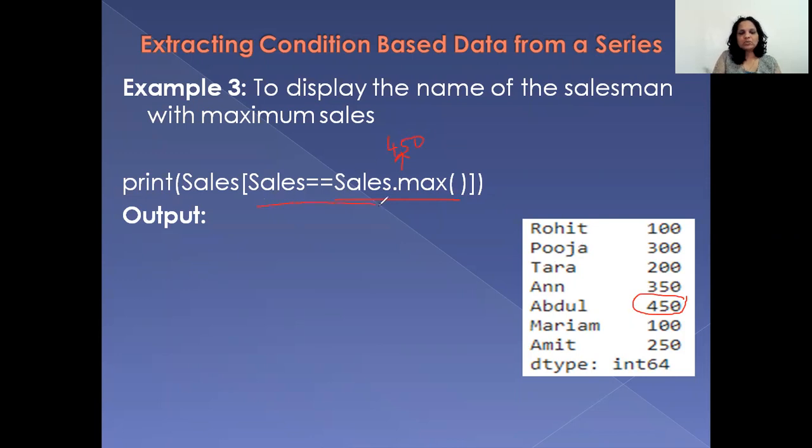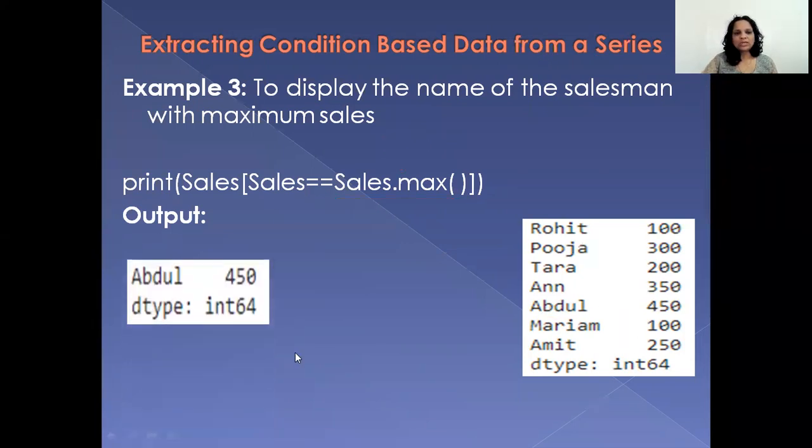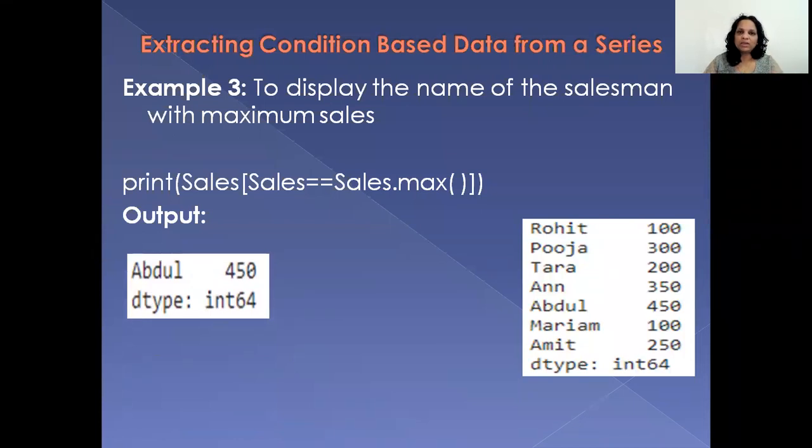Now read this statement. What does it say? Sales equals 450. That means someone whose sales is 450, which means someone with the maximum sales. And in this example, we should be only seeing Abdul's name here. So let's just look at it. So we have Abdul's name there. Is that clear? So I hope you have understood.